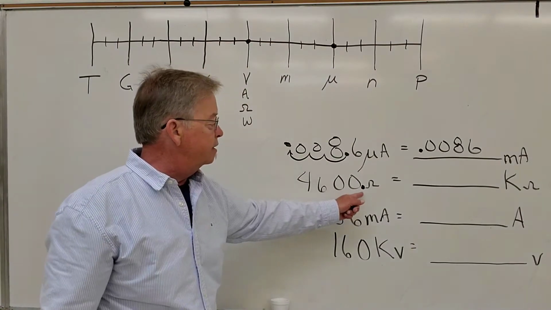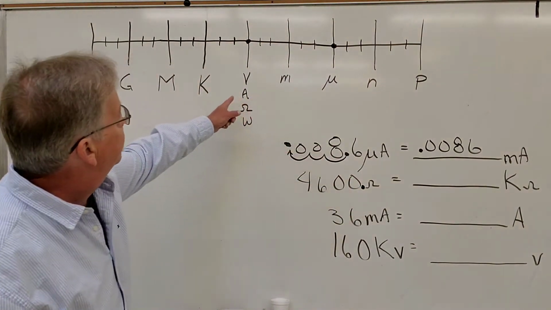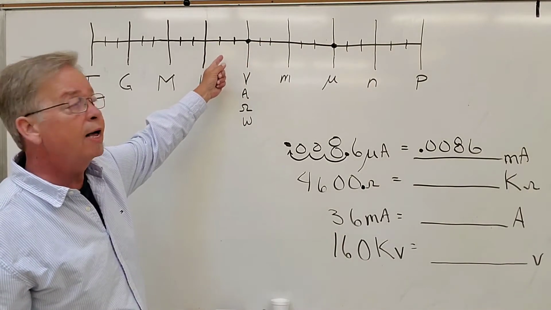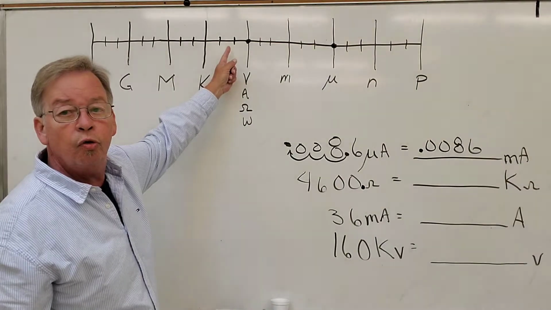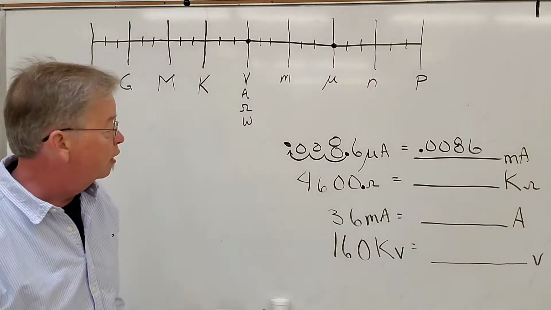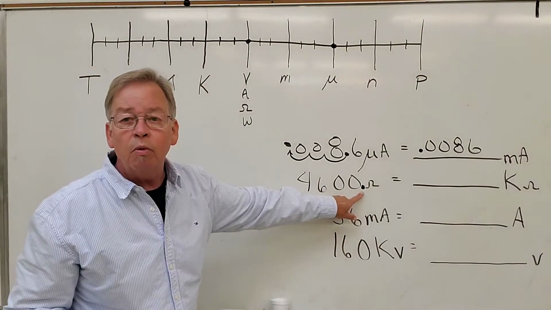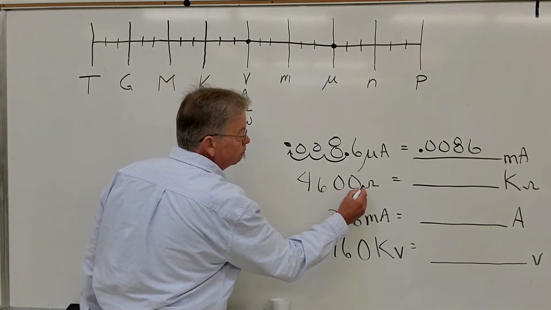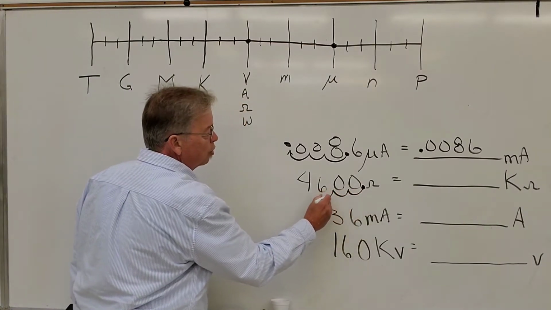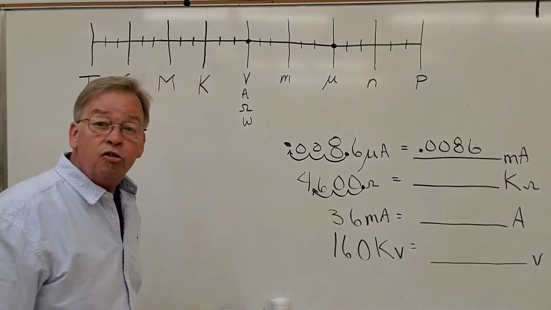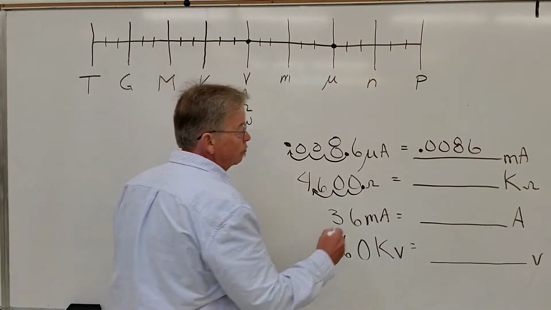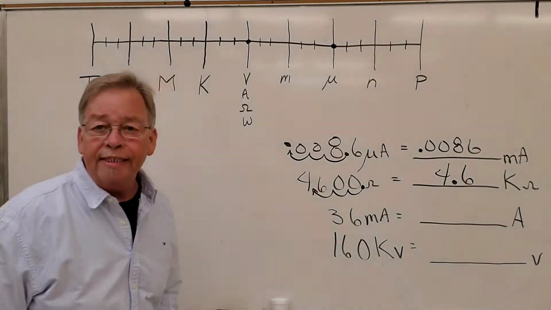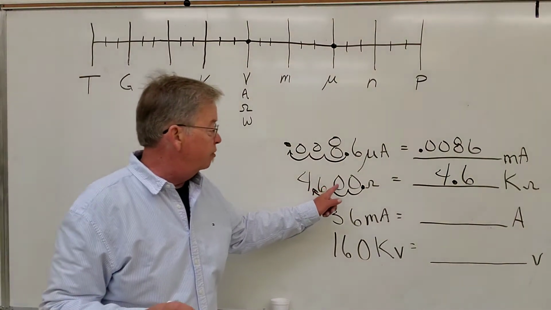So I'm going to take this decimal point and I look up here from the regular ohm spot to get it over to the kilo spot. I need to move it 1, 2, 3 places to the left. So I'm going to move this decimal point 3 places to the left. So that's 1, 2, 3 places to the left. So my answer becomes 4.6 kiloohms.